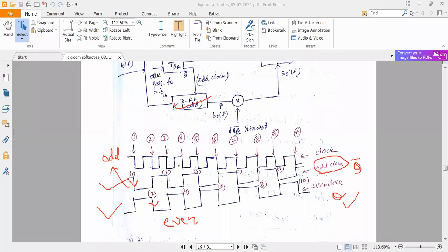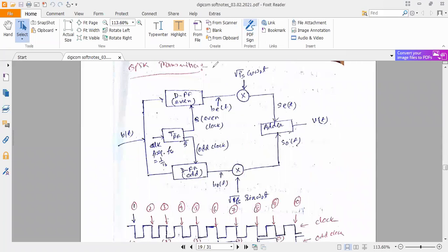If you have any doubt regarding this, you can ask me the question. I will repeat it. That is why we are using two D flip-flops here, one on the upper side and the second on the lower side. One will give you only the even bits, and the other will give you only the odd bits.